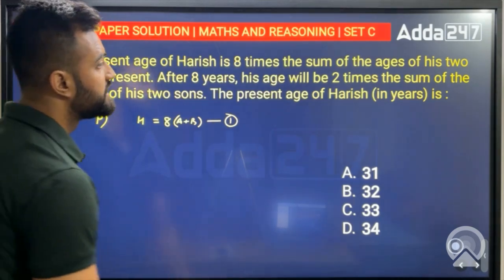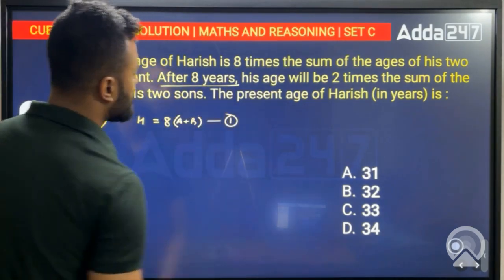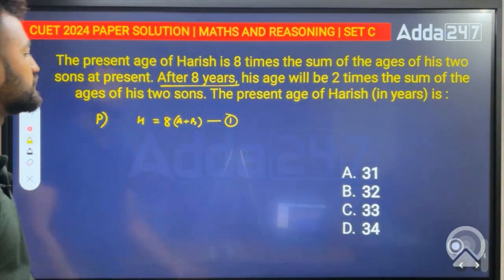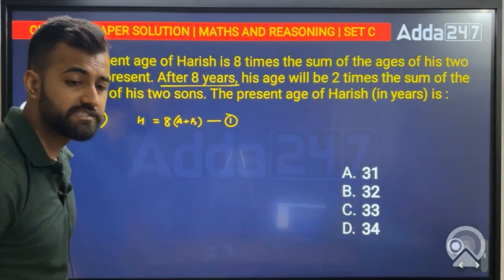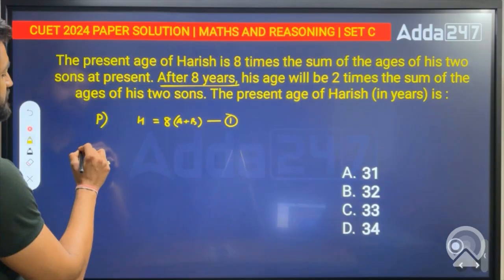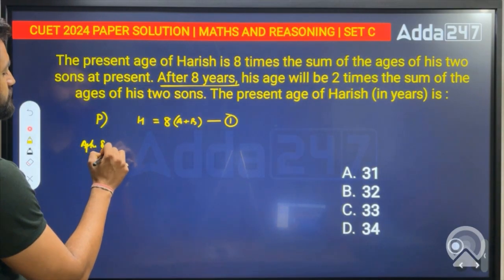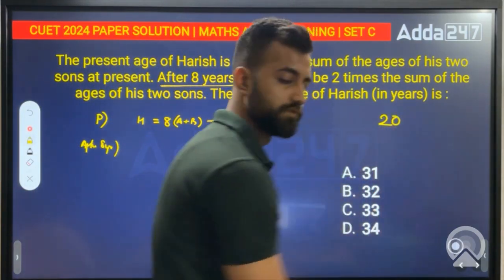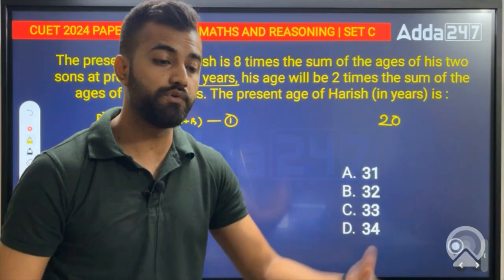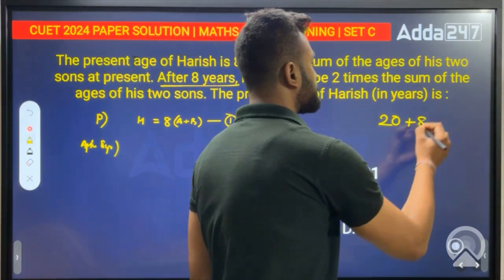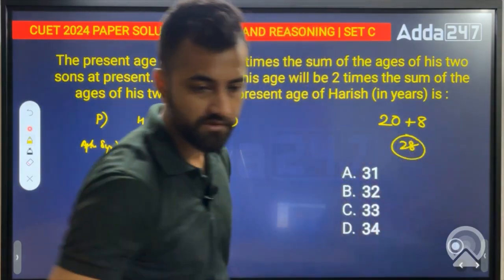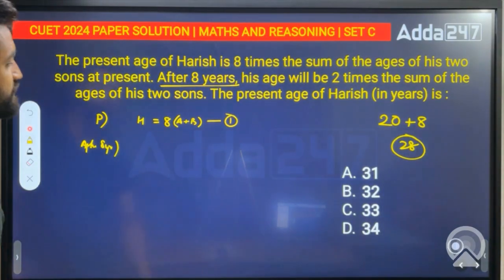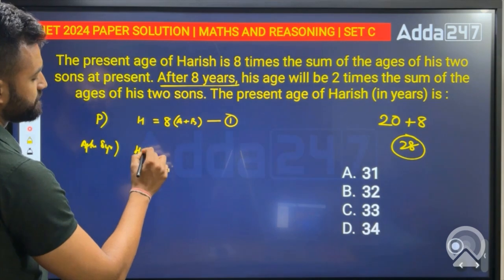Equation number 1, sir. Next, after 8 years. After 8 years, what will happen, sir? After 8 years, what will happen, you tell me. For example, if I tell you, suppose one person is 20 years old. After 8 years, how old will he be? You will say, sir, we will add 8. That means that person will be 28 years old. Right, so same thing here also. If Harish's age is H, then after 8 years, he will be H plus 8.